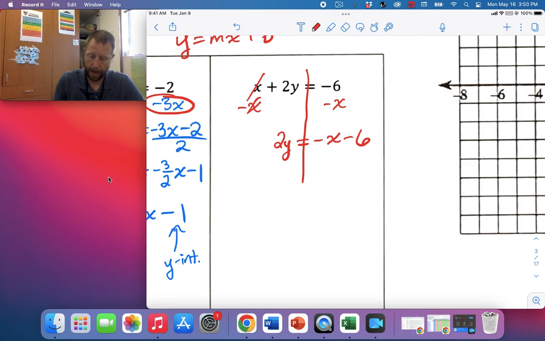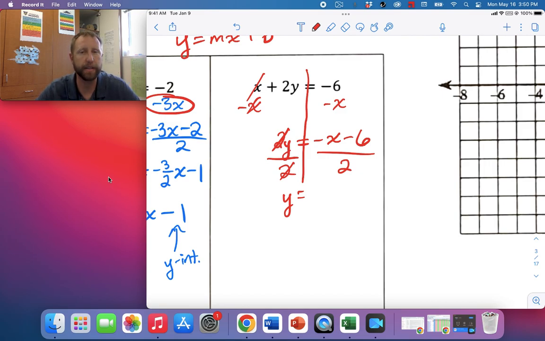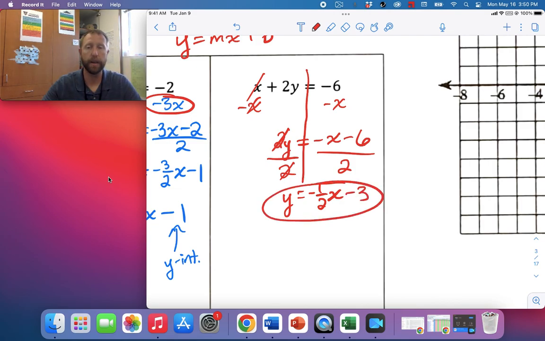Okay. y isn't by itself. It's being multiplied by 2. So I'm going to divide both sides by 2. That gives me y equals, now there is a 1 in front of that x, so this is really negative 1 divided by 2. So that's negative 1/2 x. And then negative 6 divided by 2 gets me negative 3. There's my second equation.